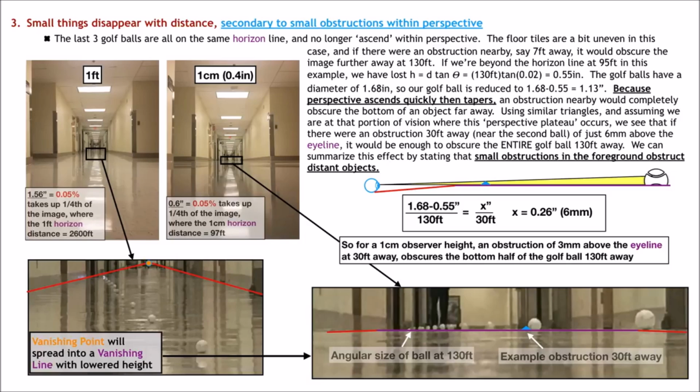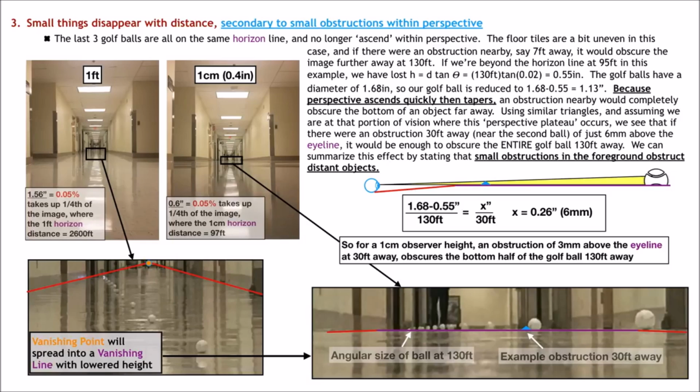So within our floor example here, the last 3 golf balls are all on the same horizon line, and they no longer ascend within perspective. The floor tiles are a bit uneven in this case, and if there were an obstruction nearby, say 7 feet away, it would obscure the image further away at 130 feet. If we are beyond the horizon line at 95 feet in this example, we have lost a height equal to d tan theta, or 130 feet times the tangent of 1 arc minute, or 0.55 inches.